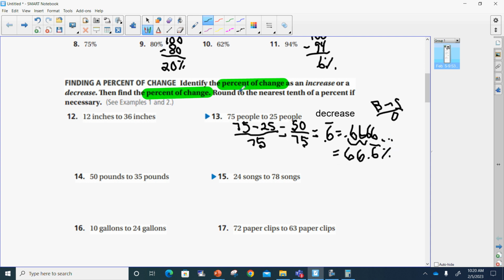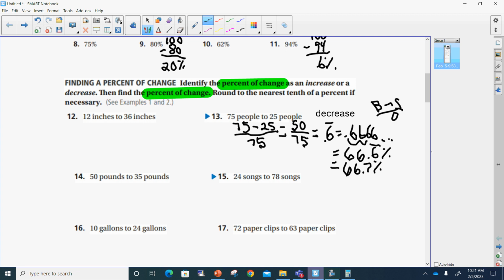Okay, round to the nearest tenth. So this is the tenth right here. Since the second one's going to be a 6, this will round up to 7. So when I round it up, it's going to be 66.7%.